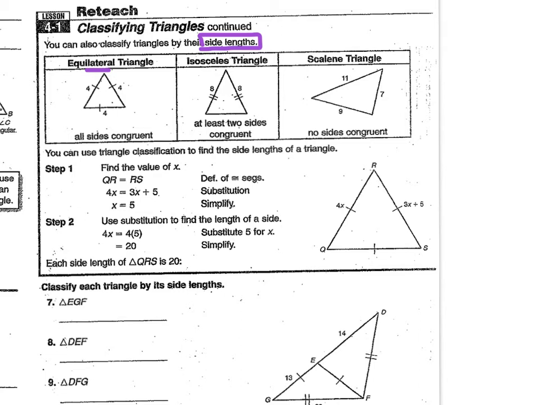Isosceles triangle. This one, please make sure that you pay attention to this. The definition says that it has at least two sides. By at least, that means that what? It could be more, right? So an isosceles triangle usually is the one that has the two tick marks, right? But which other one is going to be isosceles also? The equilateral. That is right. See, the equilateral is also an isosceles because it has at least two sides congruent.